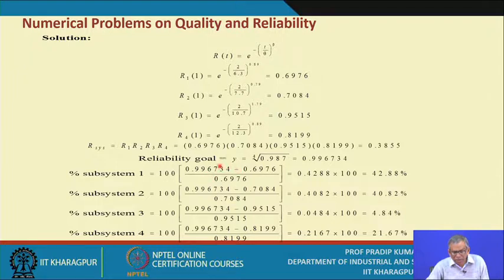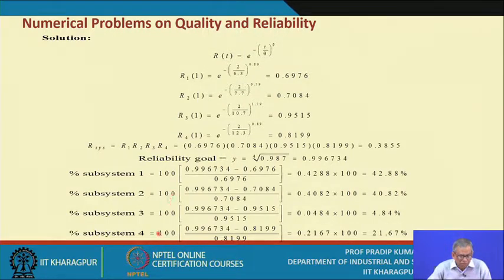So what is the percentage increase in subsystem 1? Simply calculate: here it is 0.6976, and the value you require is 0.996734. So what is the percentage increase? That means the desired value minus the actual value, divided by the actual value, times 100. So the percentage increase in the reliability of the first subsystem is 42.88.